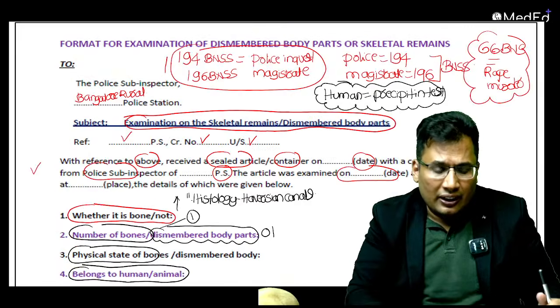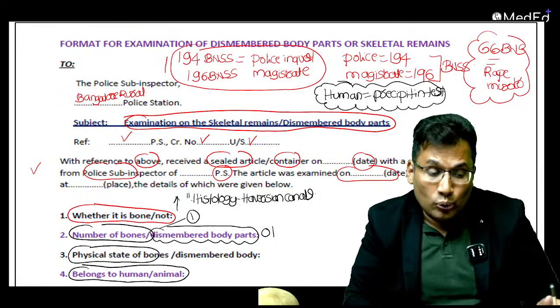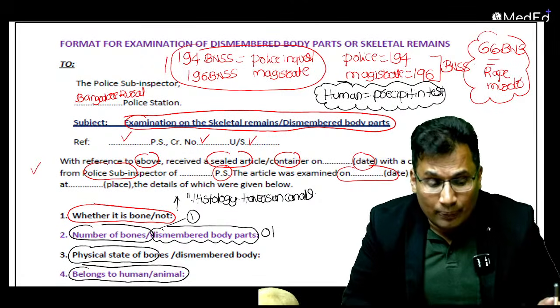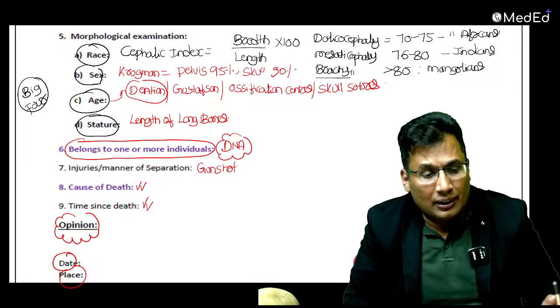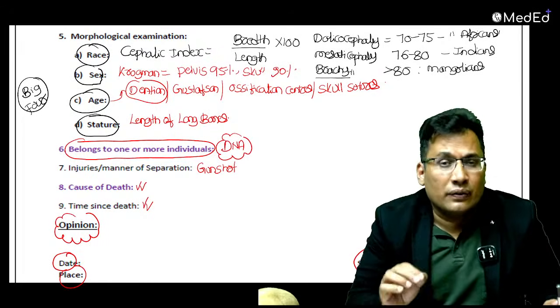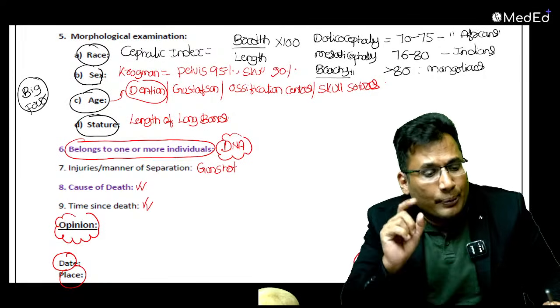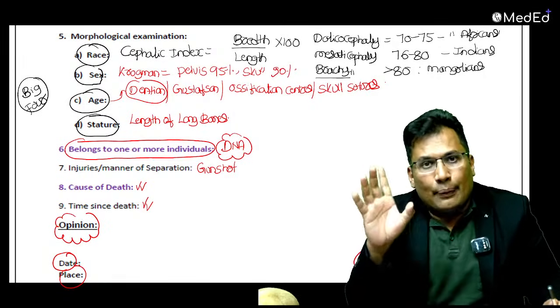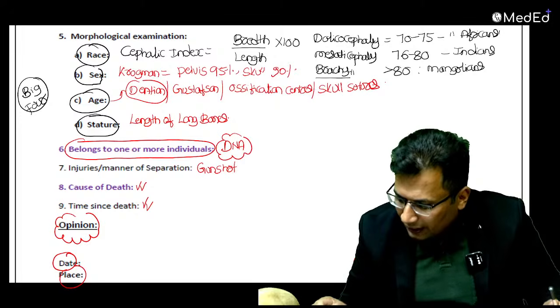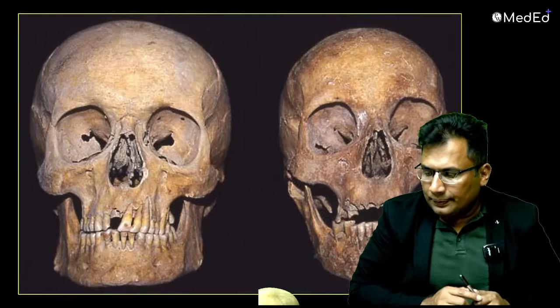Point number 1, whether it is bone or not. Point number 2, number of bones. Point number 3, physical state of bones, belongs to human or animal. Point number 5, morphological examination, which is the heart of the certificate, belongs to one or more individuals. Injuries and manner of separation, cause of death and time since death. Is it clear, guys? Say yes or no.